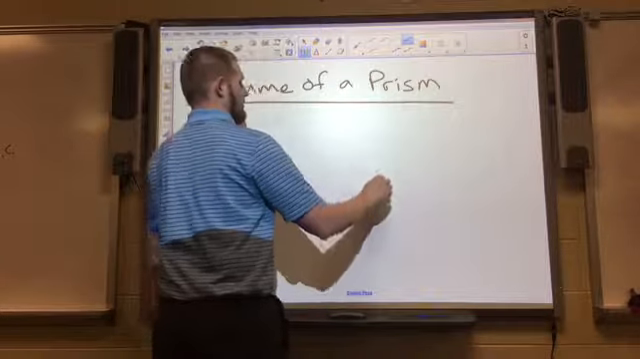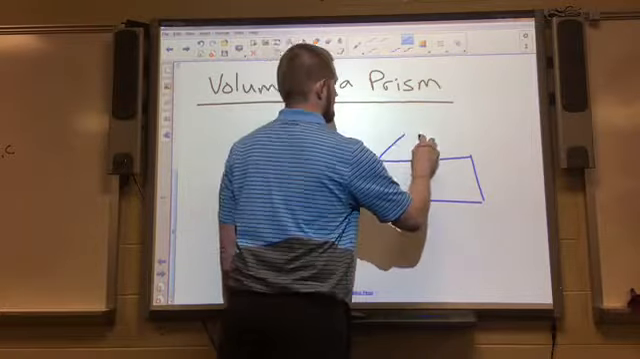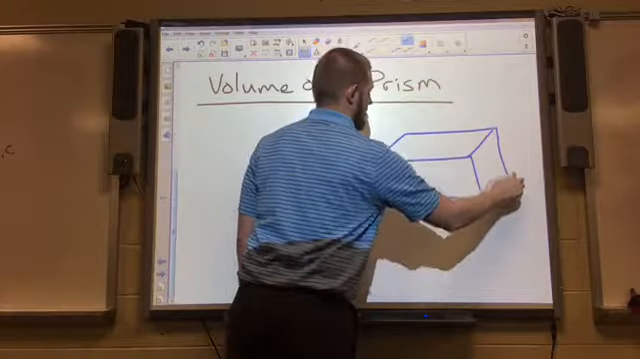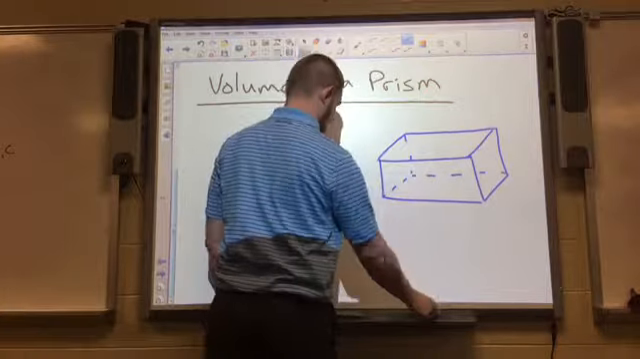McKenna, you made a comment earlier. How do you find the volume of something? You guys have always been taught that the volume of something is length times width times height.